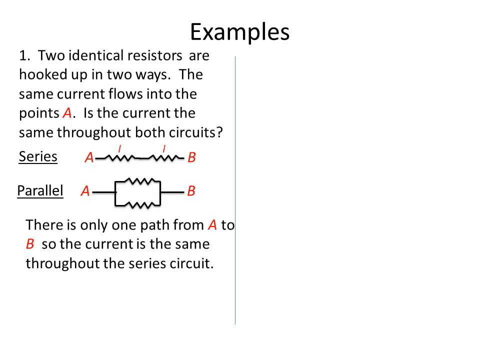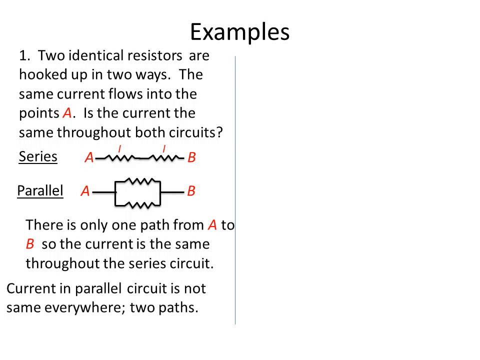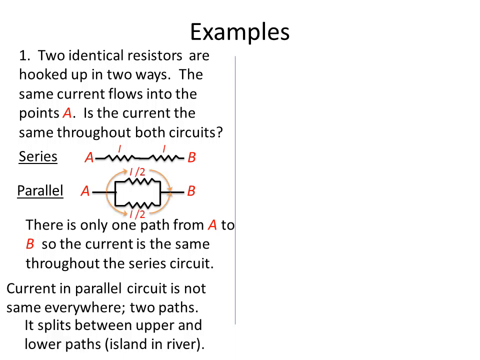In the series circuit, there's only one path from point A to point B, so the current is the same throughout. So we would just have a current of I in both resistors. Current in the parallel circuit is not the same everywhere. There are 2 paths, an upper and a lower path, so that the current splits between the upper and lower paths. Because they're identical resistors, you have I over 2 in the upper path and I over 2 in the lower path.